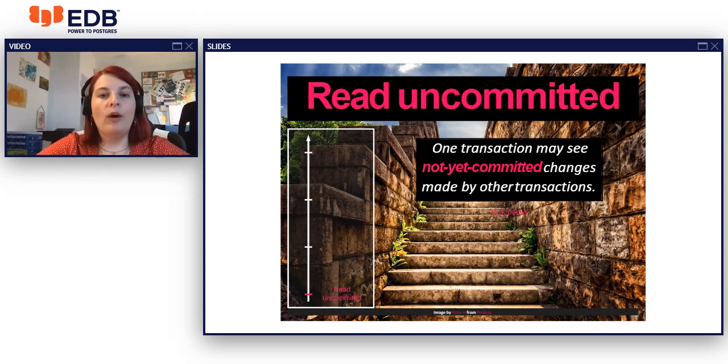Wikipedia explains it in the way that one transaction may see not yet committed changes made by other transactions. In other words, just imagine you have two transactions going on. The first one changed the data, and the second one wants to read that data. It will read that data even though the first transaction had not committed these changes yet. It means that the changes might be rolled back afterwards, but it's still been read by transaction 2.